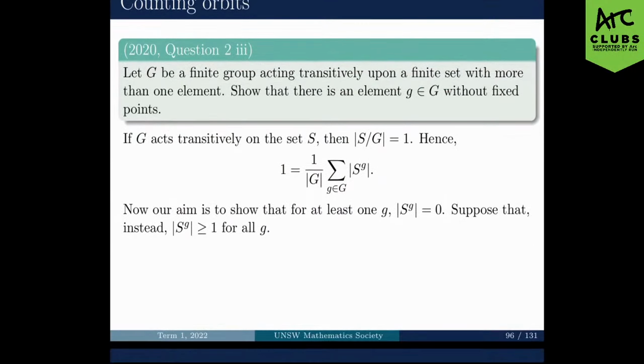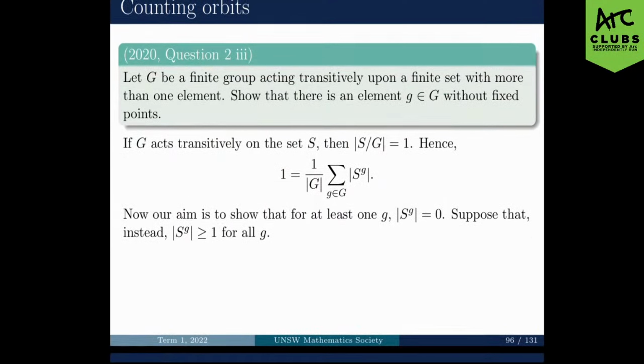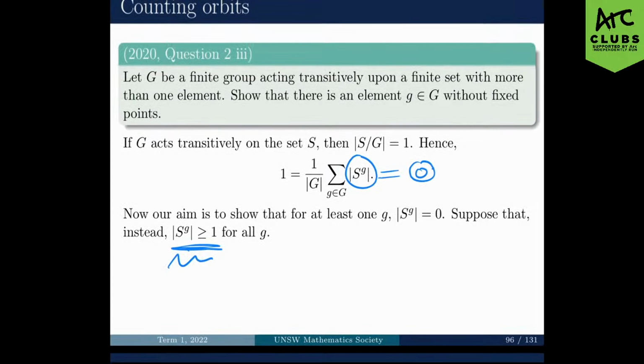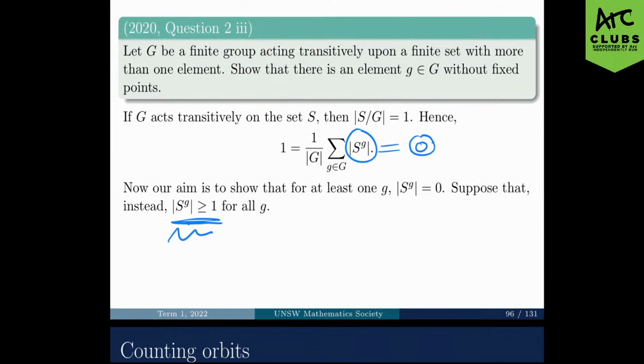So we might want to try to do this by contradiction, right? Because we want to show that there's some kind of reason why at least one of these has to be equal to 0. So maybe we'll say that this is actually greater than or equal to 1 for all elements g. And so what we'll work out is that over all of these elements of G, we've got 1 plus 1 plus 1 plus 1.